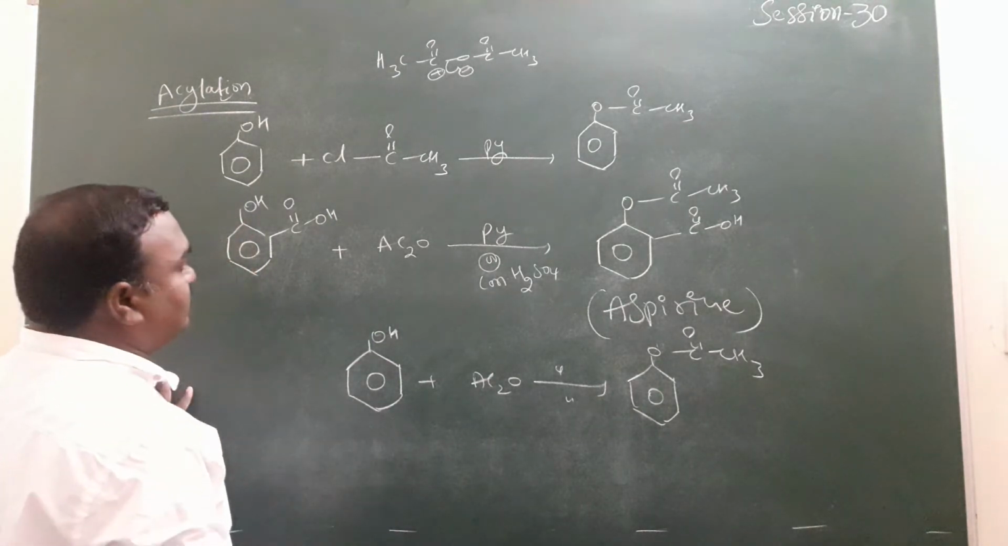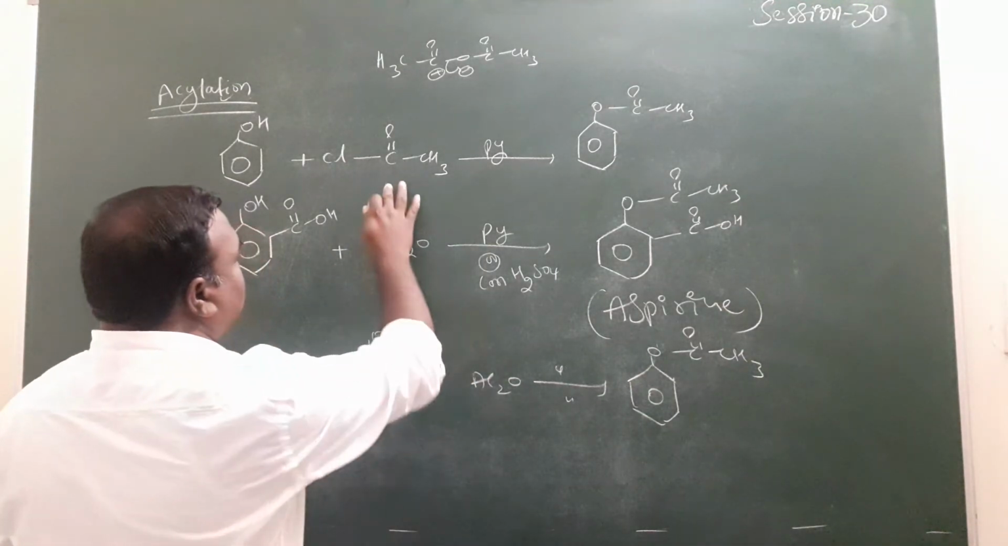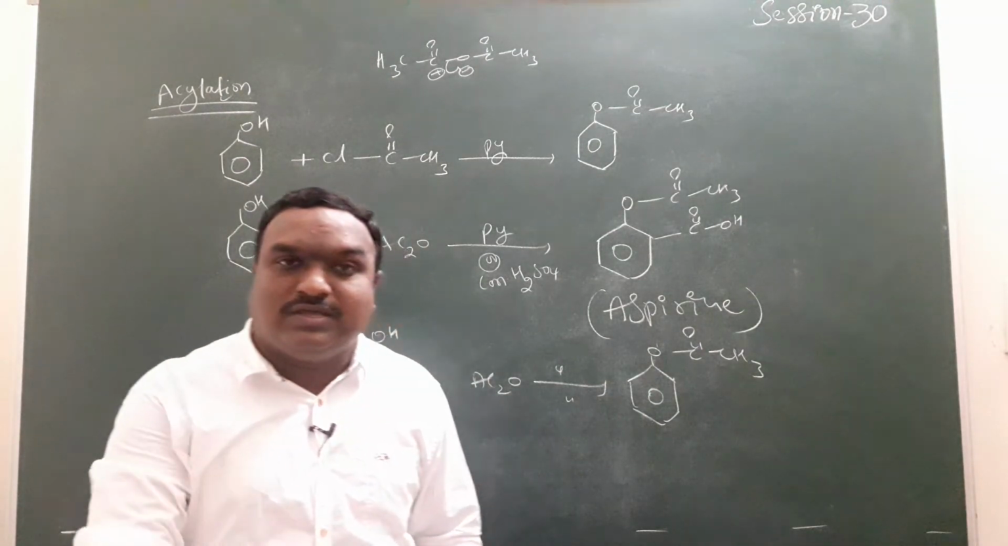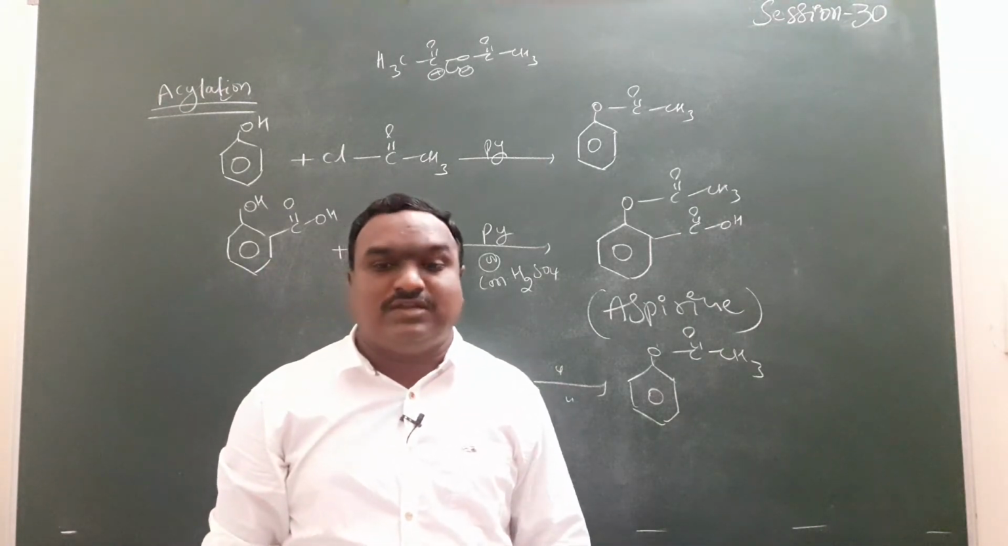Based on the given reagent, we can explain whether the given reaction is an acylation reaction or a benzylation reaction. Here acyl chloride is given, acetic anhydride is given, so it is called what? Acylation reactions.